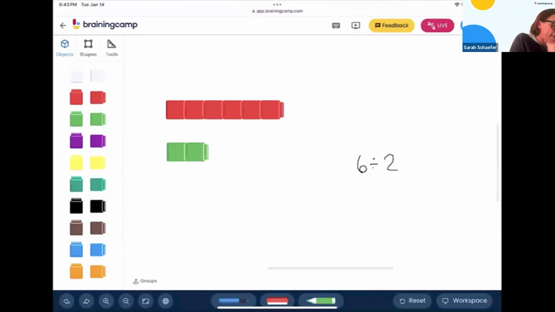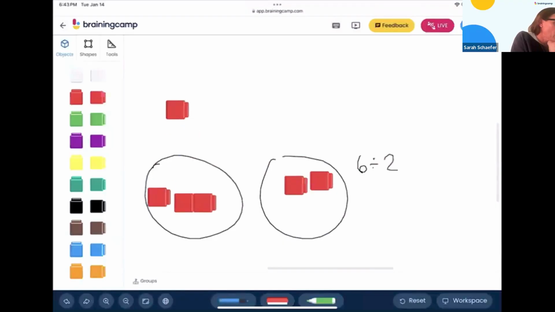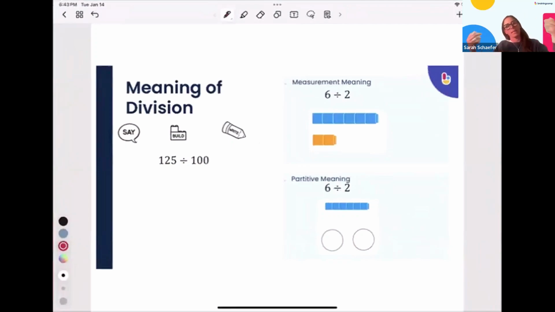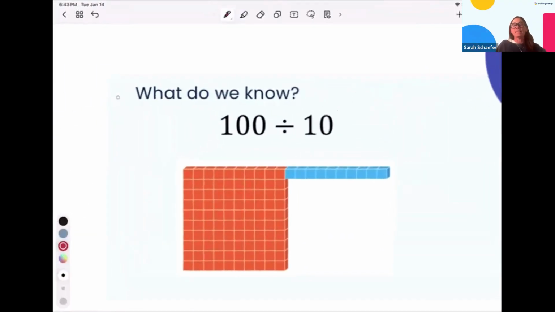We can also say 6 divided into two groups. And so we could say, okay, 1 there, 1 there, 1 there, 1 there, 1 there, and 1 there. And we could talk about that partitive meaning. So students should have this as prerequisite knowledge, just like they should have prerequisite knowledge of the concept of multiplication. We may want to scaffold it. We may want to come back to something that's a little bit easier first.